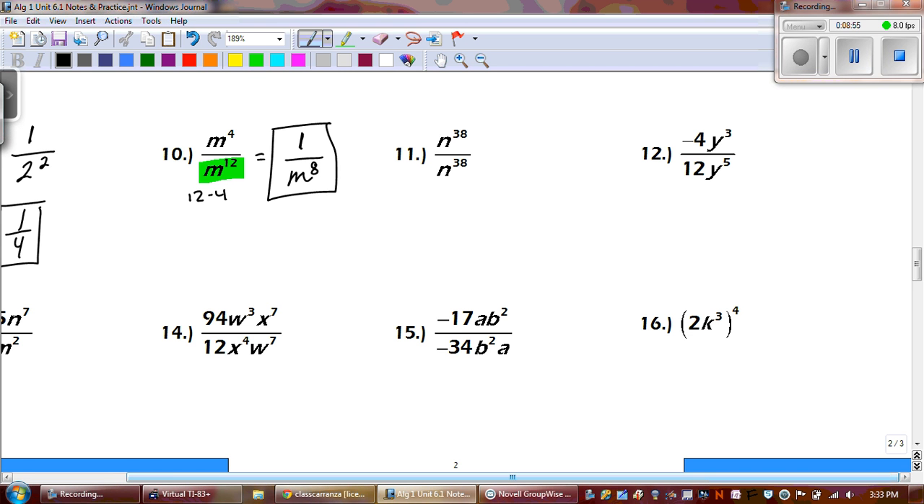11. n over 38 all over n to the 38th. Well, they're the exact same, so they both cancel out. But remember, when everything cancels out in division, we're left with 1. Okay?